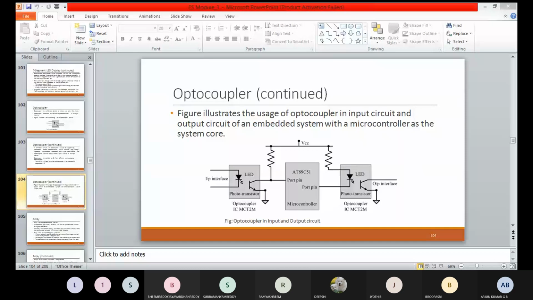Any doubt regarding these LEDs, LCD display and optocoupler? You can ask me any question now.